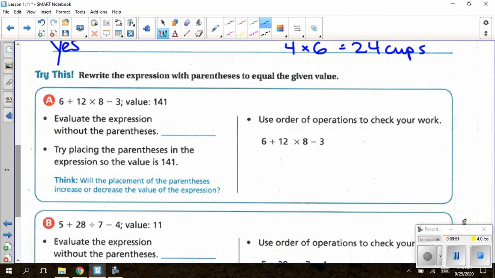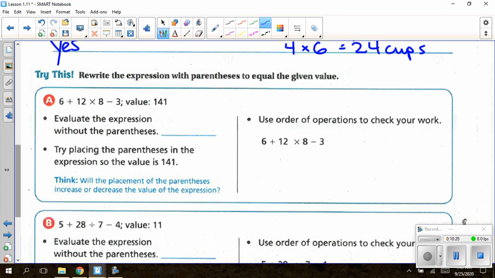There are times where we have an expression that does not have parentheses, and we know that we can change the value of that expression by adding parentheses to it. So under the try this, rewrite the expression with parentheses to equal the given value. For A, we have the expression 6 plus 12 times 8 minus 3, and they tell us that they want it to equal 141. Well, without parentheses, it does not equal 141, so I'm going to prove why.